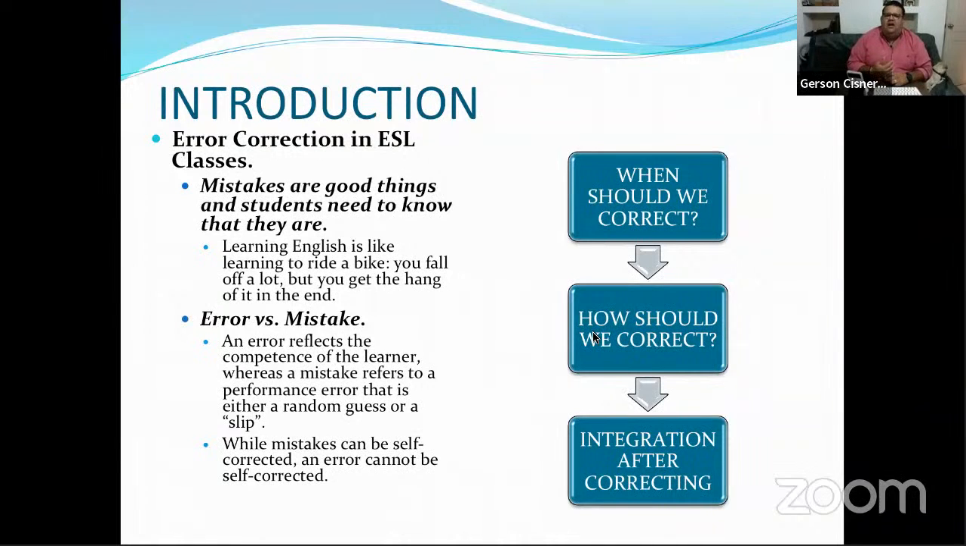Okay, so mistakes can be self-corrected. Error cannot be corrected. All right? This is very important, teachers, because really, I've seen it. Sad to say, many teachers assume students know. Don't do that. You're killing the class if you do that. All right. So far so good.